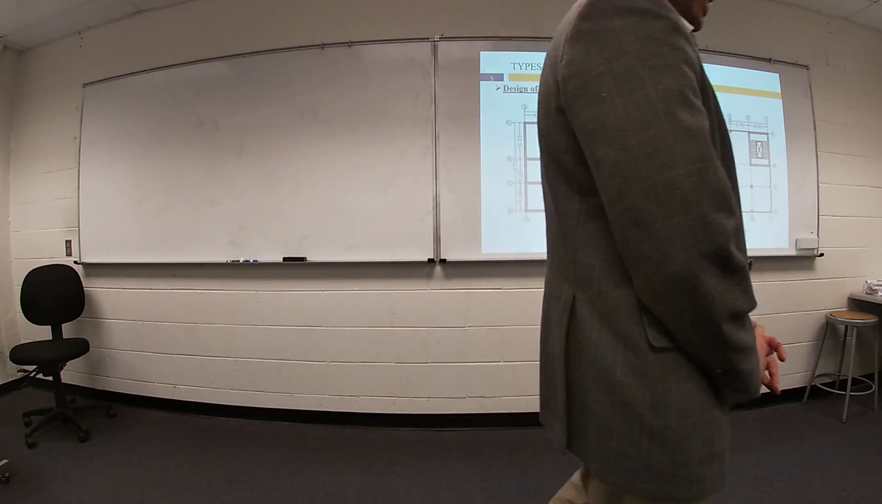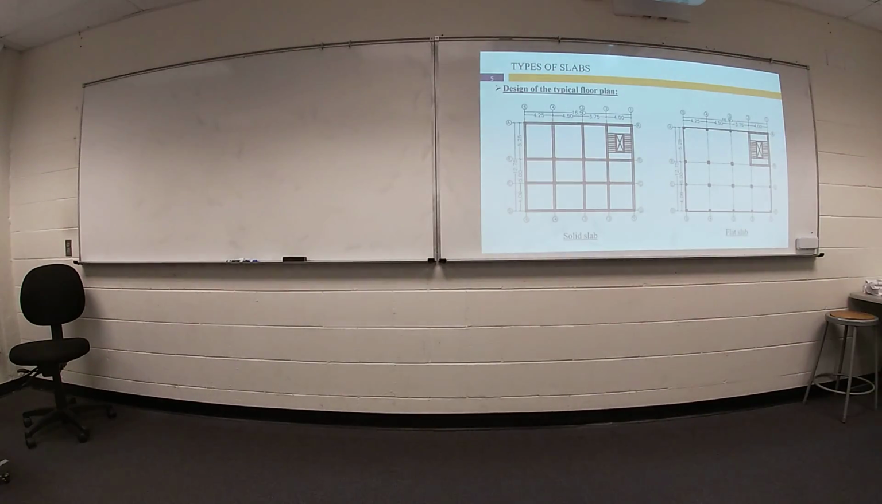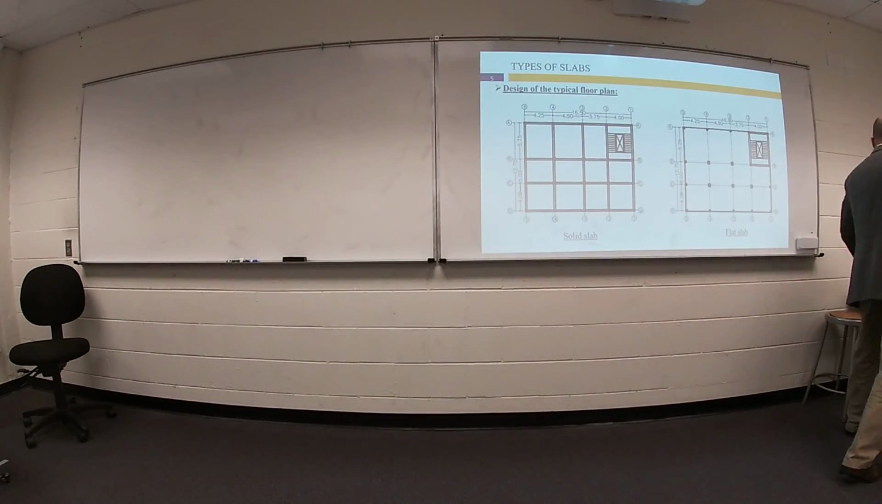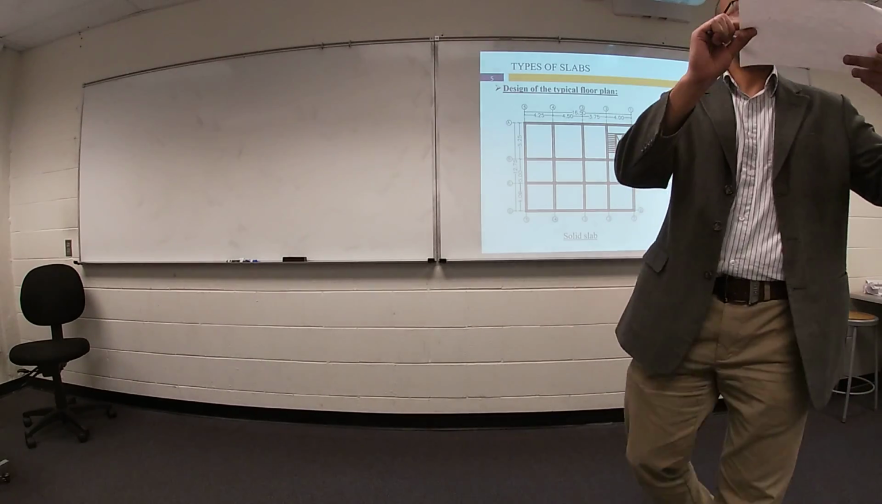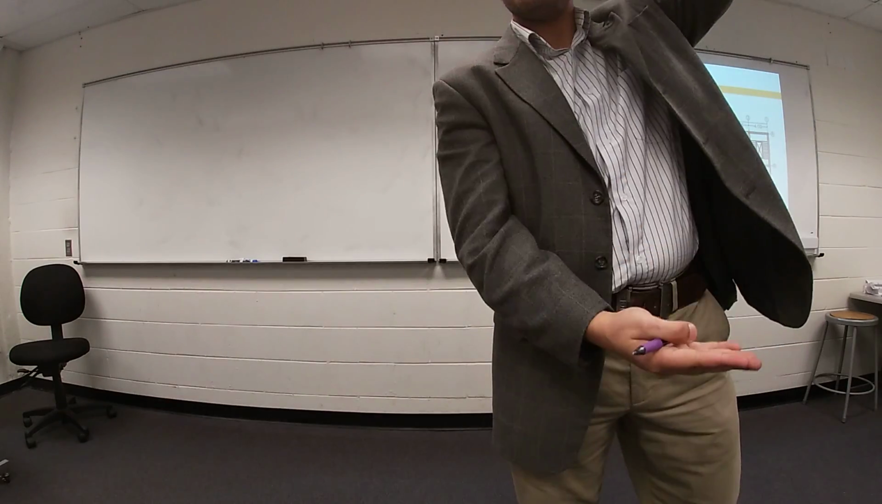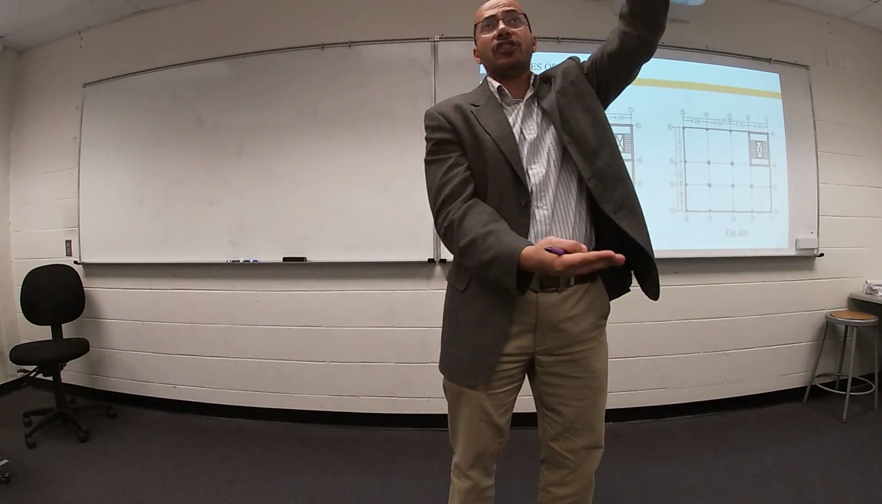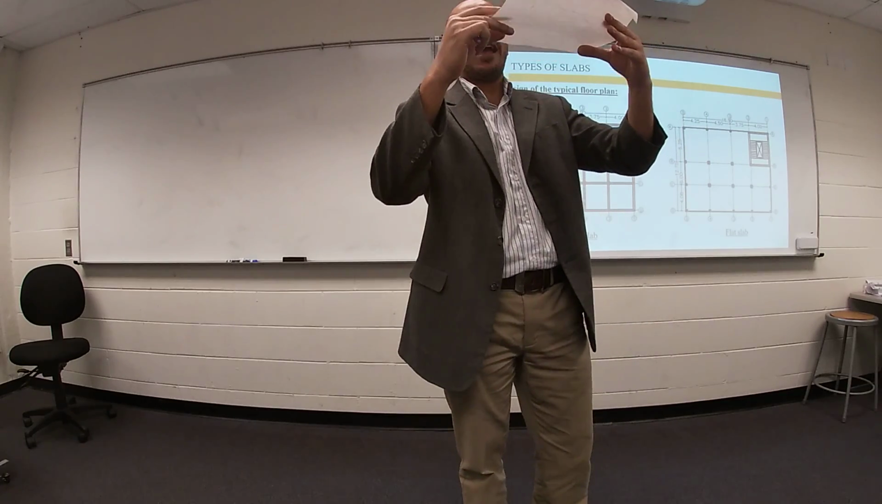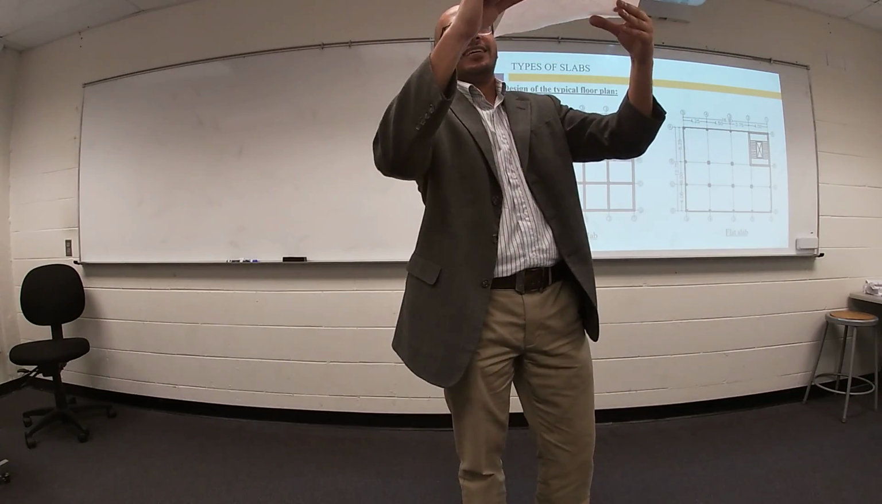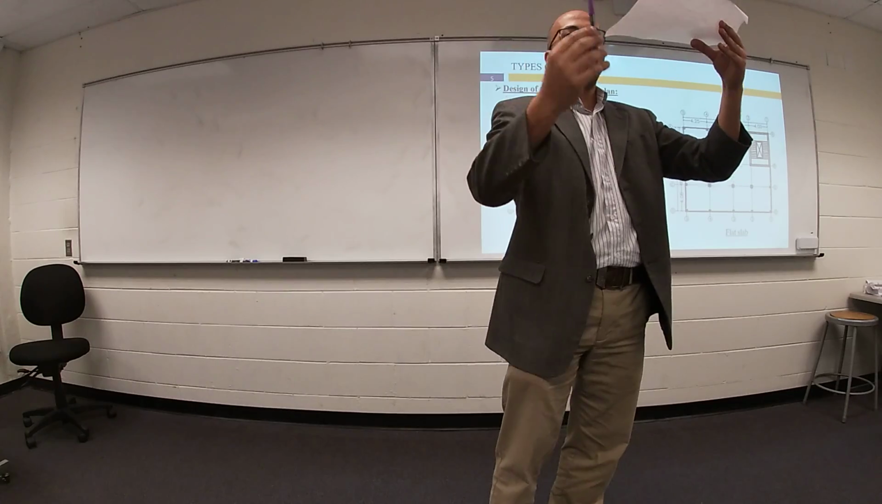Wider columns? Yeah. Why? Because it's going to break. Your slab is very thin compared to the beam. The beam is 30 inch deep, but your slab is 5 or 4 inch. What do you think if you have a very thin plate resting on a column like this?